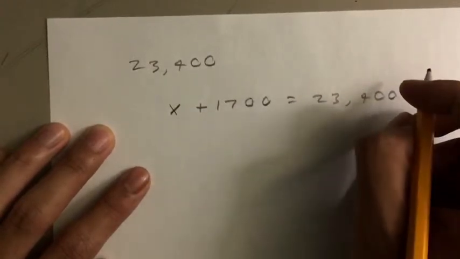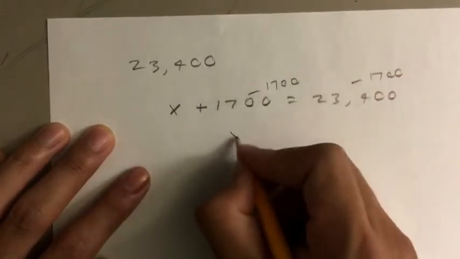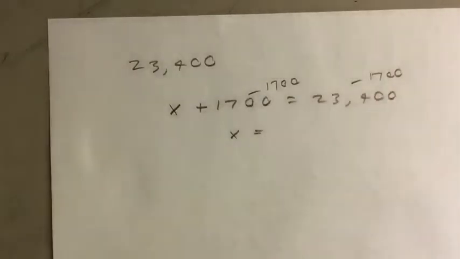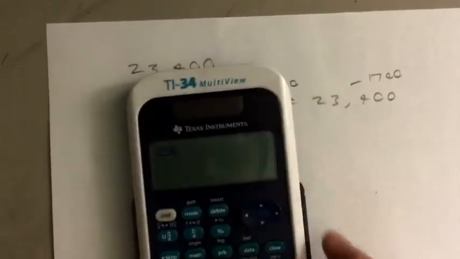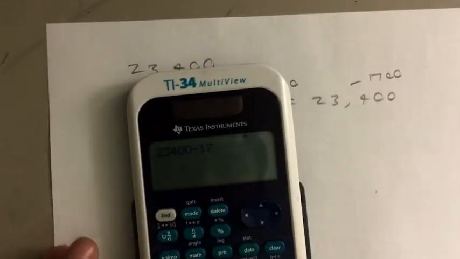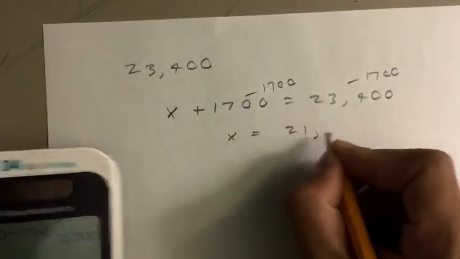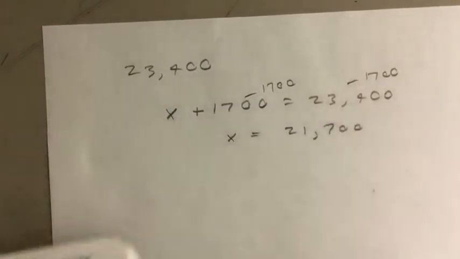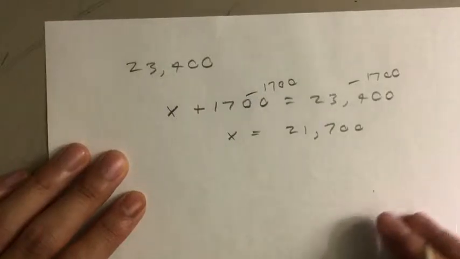Now, we're going to subtract both sides by 1,700, and that's going to give us, get out your calculator, 23,400 minus 1,700, 21,700. And that is correct. So let's move on. That's how you represent equations in the real world.